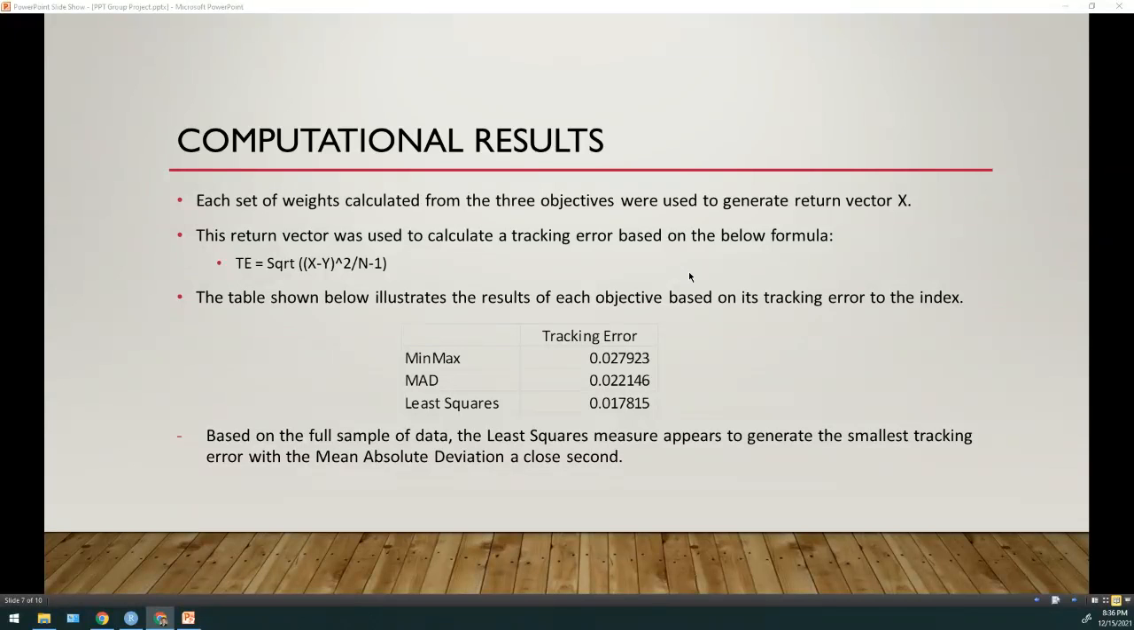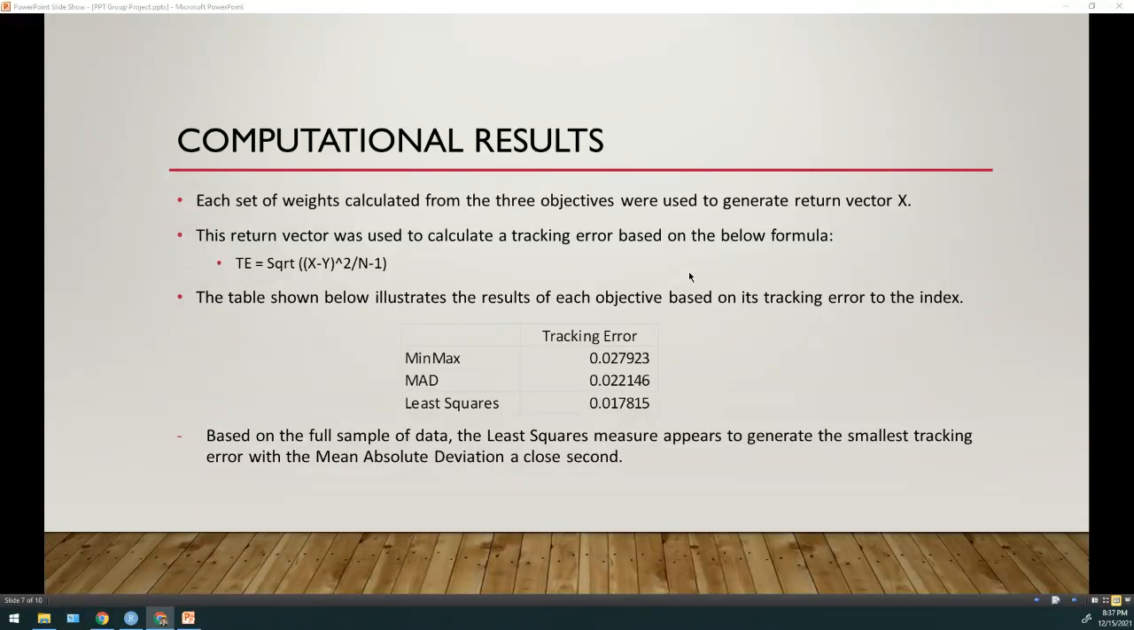In terms of the results, again, as I mentioned, each individual set of weights that are optimized according to those three objectives are then evaluated based upon tracking error versus the index. So again, it's similar in terms of the objectives that we looked at before, but somewhat different. So the formula for tracking error is presented here. It's the difference of the portfolio returns from the index returns squared, divided by the number of observations minus 1, and then with the square root taken of that. The table here shows the tracking error results of each of the different portfolios.